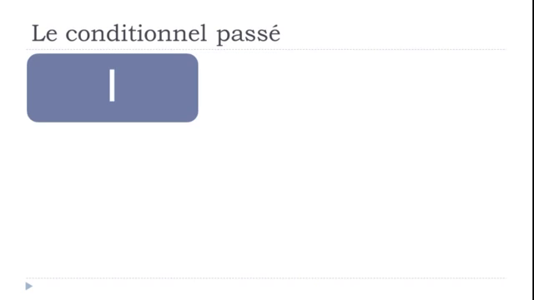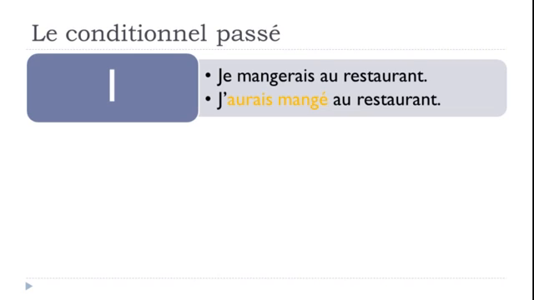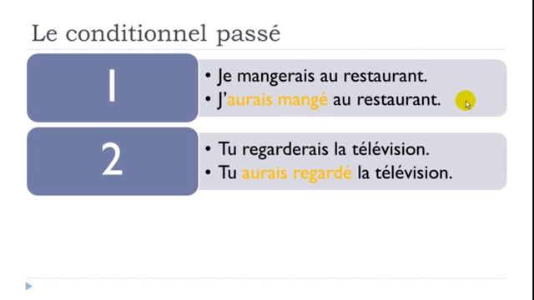All right? So, first example I wanted to put is je mangerai au restaurant. Okay? So this sentence, if you remember, we saw that in these units anyway, when we introduced this conditionnel présent form, okay? So the verb is manger, je mangerai au restaurant. And then, if you look at the conditionnel passé, it will go like j'aurais mangé au restaurant. Okay? Second example, tu regarderais la télévision.